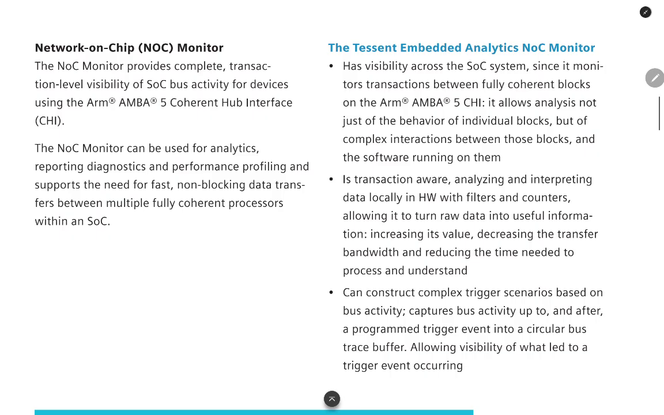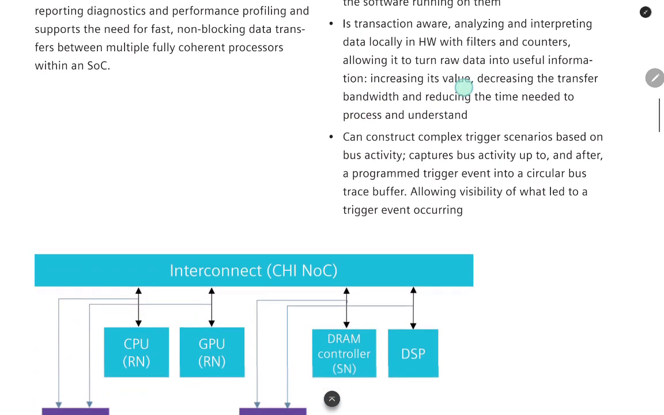The Tessent embedded analytics NoC monitor has visibility across the SoC system since it monitors transactions between the fully coherent blocks on the ARM AMBA 5 CHI. It allows analysis not just of the behavior of the individual blocks, but of the complex interaction between those blocks and the software running on them. It is transaction aware, analyzing and interpreting data locally in hardware with filters and counters, allowing it to turn data into useful information, increasing the value, decreasing the transfer bandwidth, and reducing the time needed to process and understand it.